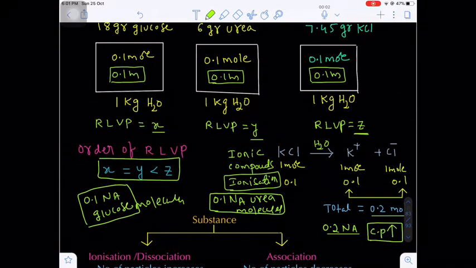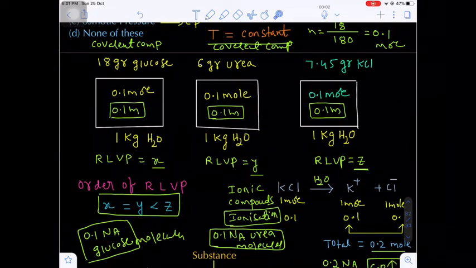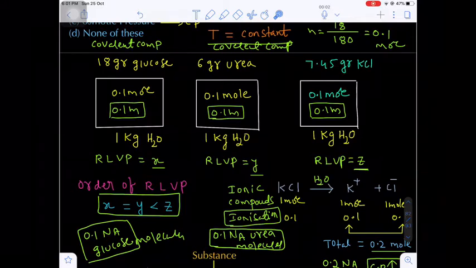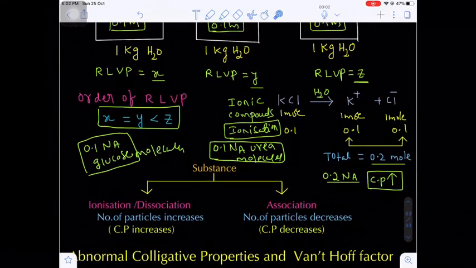So this is the main important concept regarding colligative properties. Colligative properties are those properties of a dilute solution which depend upon the number of solute particles irrespective of the nature of the solute. If the number of solute particles is the same, then the colligative property is also the same. If the number of solute particles changes, then the colligative properties also change.